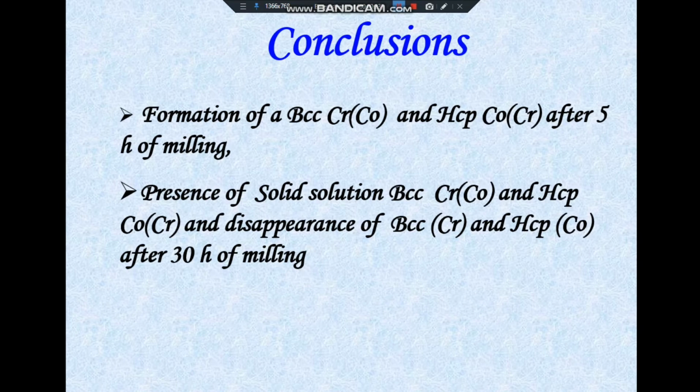We got formation of body centered cubic cobalt in chromium and chromium in cobalt HCP after 5 hours of milling. And we got here a presence of solid solution BCC cobalt in chromium and HCP chromium in cobalt, and disappearance of elemental BCC chromium and HCP cobalt after 30 hours of milling.